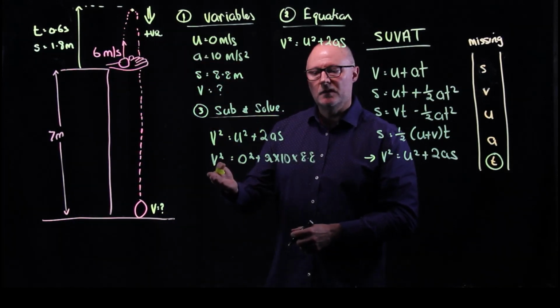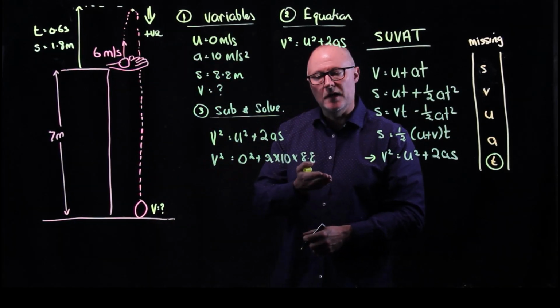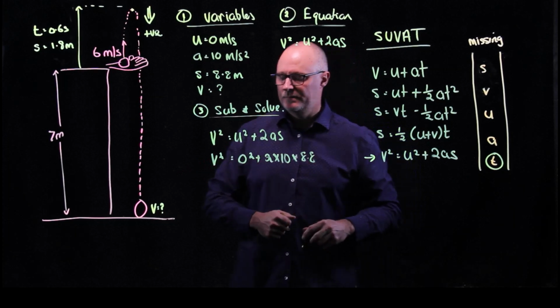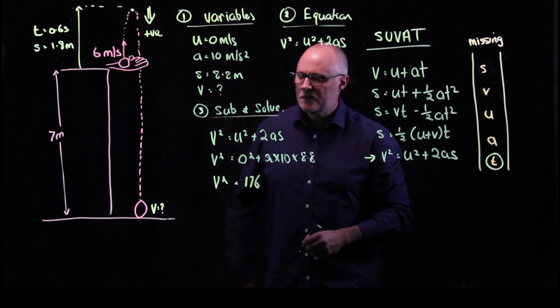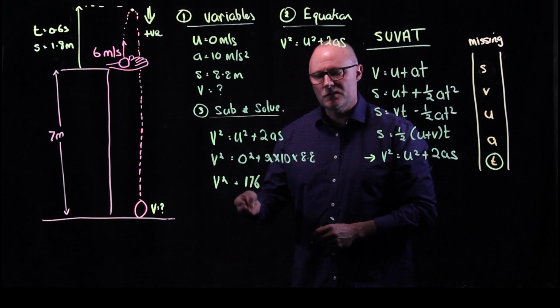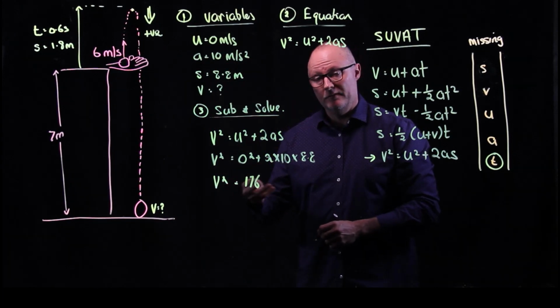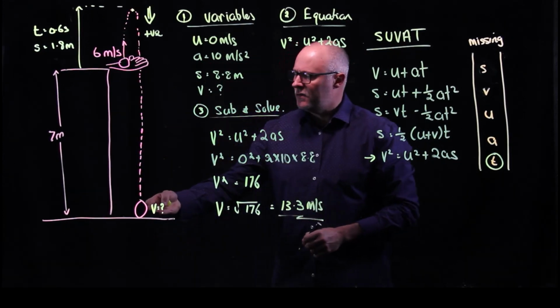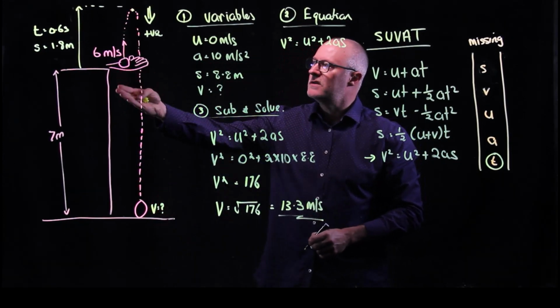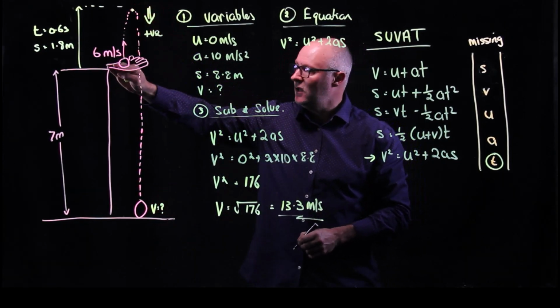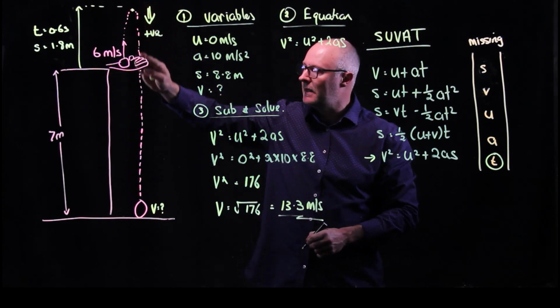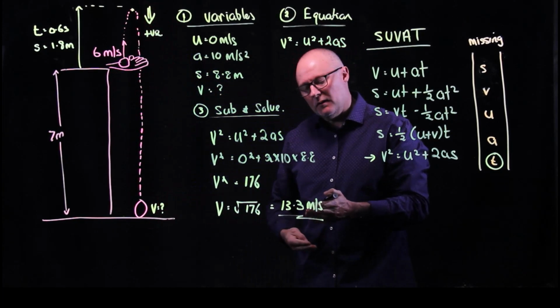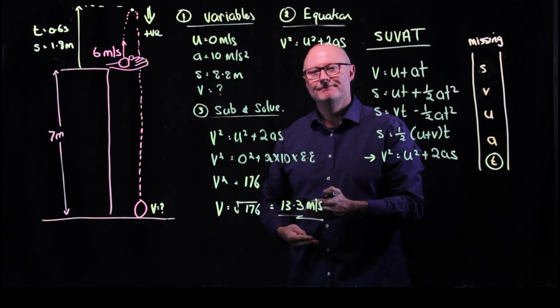v is our unknown quantity, so we leave that as the letter v and we substitute everything else in. Let's simplify this. So v squared is equal to 176. We take the square root of both sides to find out what v is. So the impact velocity of an object being thrown at 6 meters per second straight up at an elevation of 7 meters, after it goes up and comes all the way back down again, will be 13.3 meters per second.